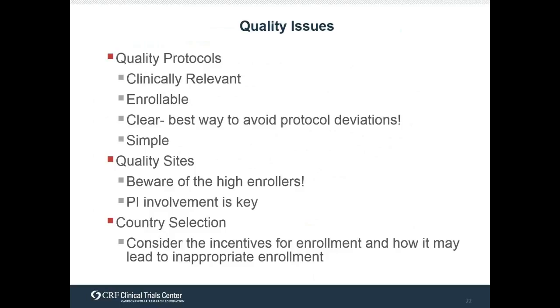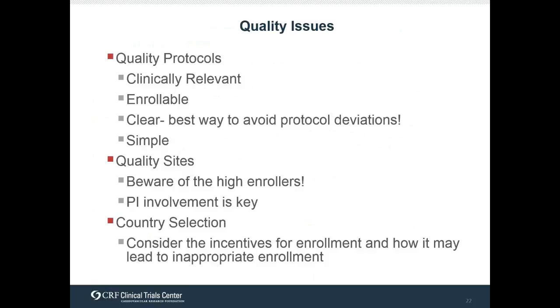Well, one is the protocol should be clinically relevant, as mentioned, should be enrollable, but it also has to be written very clearly. A good practice is to actually have a team go and put together scenarios of patient enrollments and different pathways. What happens on day 3 if the patient can't come in? What happens if a lab test is missing? How do we address certain contingencies? A clear protocol is the best way to avoid protocol deviations, which create enormous amount of work and can detract from the quality of the submission.